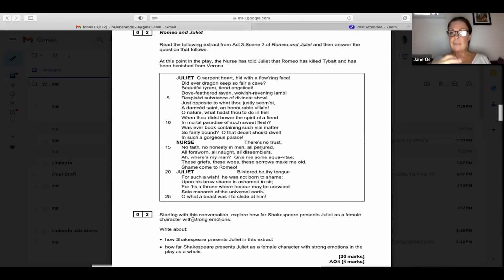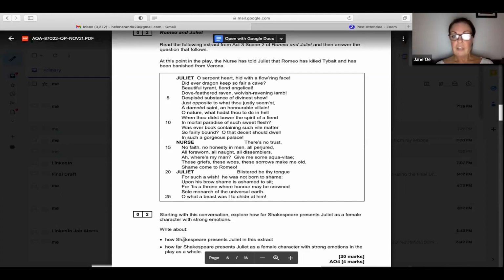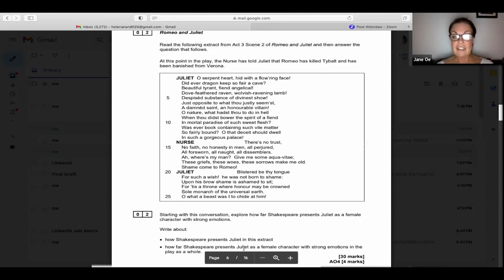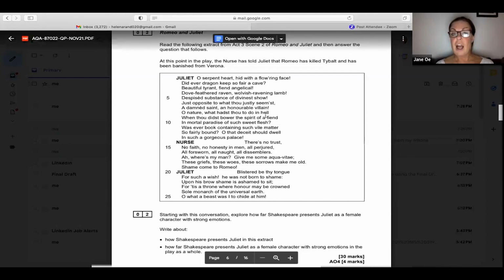How far did Shakespeare present Juliet as a female character with strong emotions? So we've got both of those female things going on. And remember, we're talking about it in context of the female trope. How is a woman supposed to act? What are the ideas of her? And when we think of Juliet as well, we have to think of the innocence and the childishness of her. So you think about Juliet in this extract and then Juliet as a female character. That's what I would like you to do.